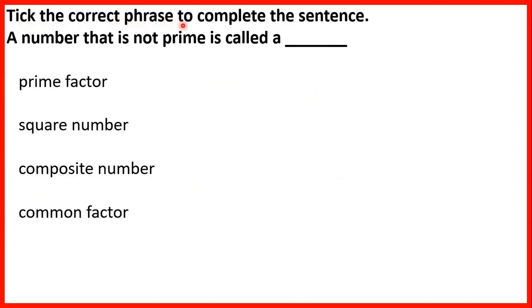Tick the correct phrase to complete the sentence. A number that is not prime is called a prime factor, square number, composite number, or common factor. So remember, a prime number is a number with only two factors. It's a number that's only in the 1 times table and its own times table. And any number that is not prime is called a composite number. So most numbers are composite numbers.